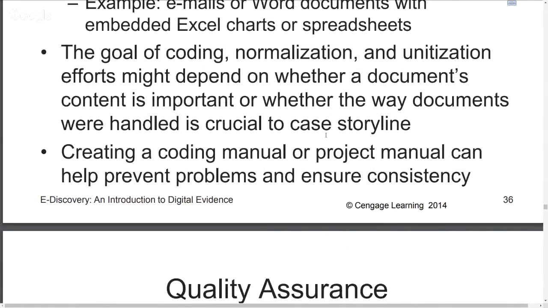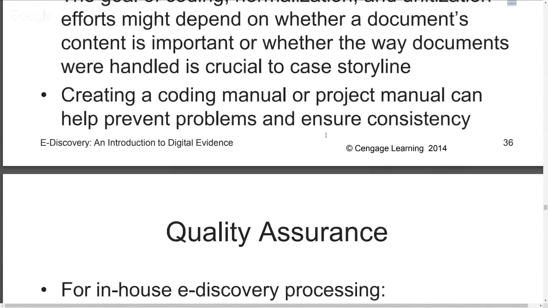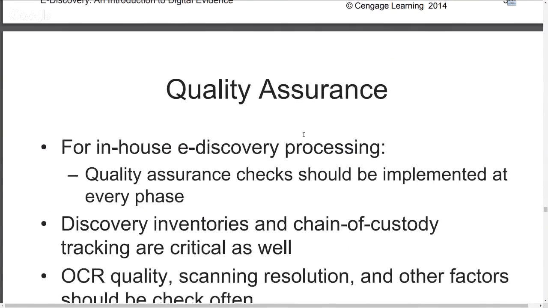The goal of coding, normalization, and unitization efforts might depend on whether the documents' content is important or whether the documents are crucial to the case storyline. Creating a coding manual and project manual can help prevent problems and ensure consistency.